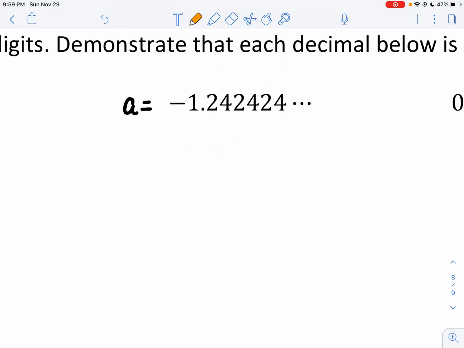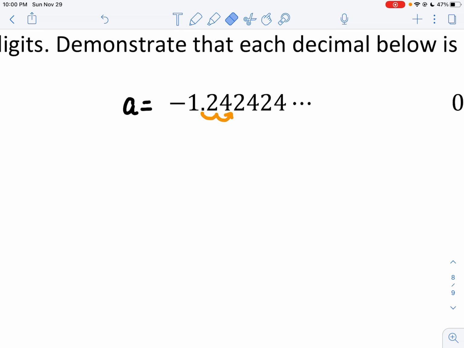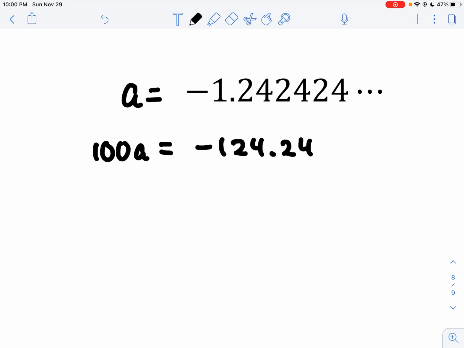And then I'm going to ask myself, how many times would I need to move the decimal over so that it is at the start of the next cycle? So I need to move it over twice. How do I move the decimal to the right twice? Well, you multiply by 100. So 100 times a is going to be negative 124.2424, etc. So the decimal just got moved over twice.